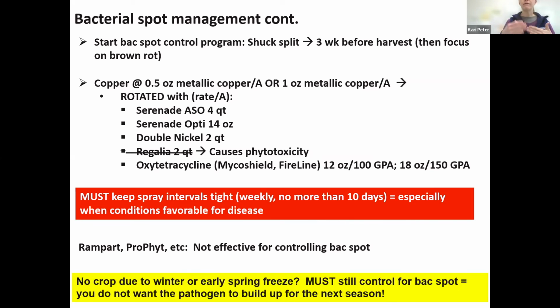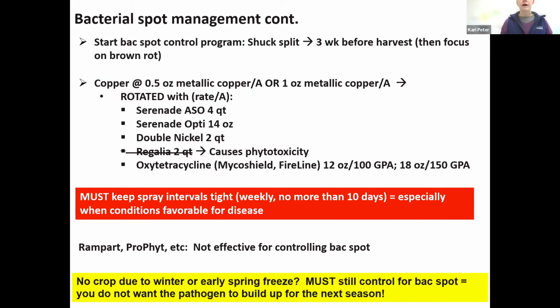So you do need a rotational management program, and it seems to do a pretty decent job of keeping things in check. In some cases, you could use a 2-way rotation, you can use a 3-way rotation, it's up to you, but these are other options. And if disease conditions persist, you need to keep your spray intervals tight. So in some cases, you might be spraying on a weekly basis, which is a real pain. But if you have susceptible varieties and a high incidence of bacterial spot, it will pay off.